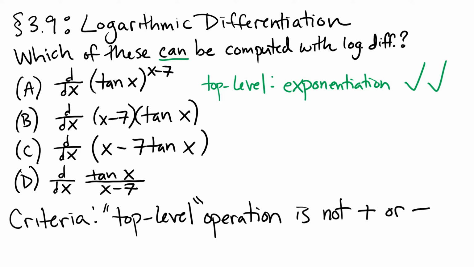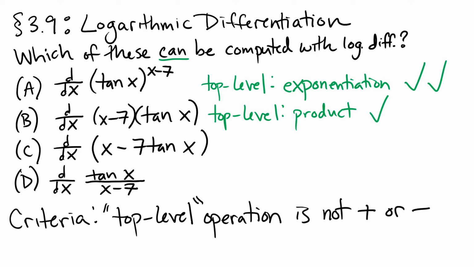In B, we have the same two pieces, x minus 7 and tan x, and we're assembling them at the top level as a product. So we can use logarithmic differentiation, but we don't have to. You could equally well use the product rule.